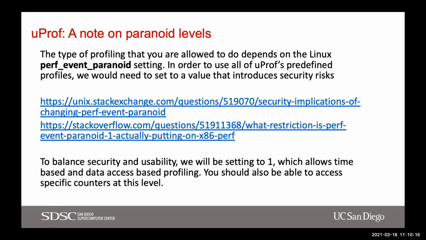So I don't have time to get into the details here, but once we start providing access to the performance counters, it opens up some potential security risks. And if you're really interested, we have a couple of links here on Stack Exchange and Stack Overflow that you can look into. We found though that a good balance between security and usability is to set this parameter to a value of 1. And this is going to allow you to do the time-based and the data access-based profiling. If you want to do other types of profiling, like branch prediction profiling, you should be able to access the specific counters. You just won't be able to access all 8 associated with their profile at the same time.